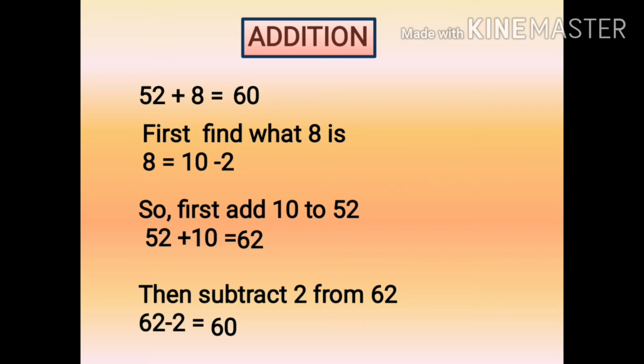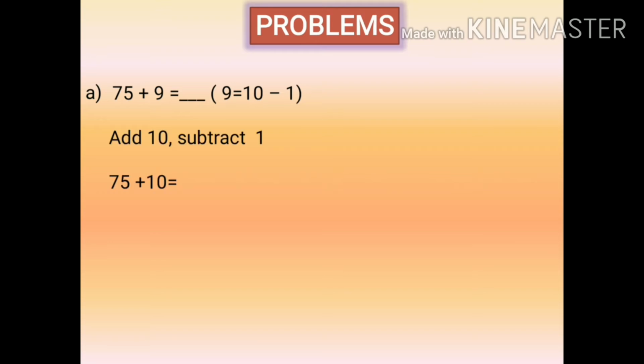Okay, let us see some problems in this addition. What you have to do is just add 10 and subtract whatever the remaining number is. Now suppose we have 75 plus 9. We know that 9 is equal to 10 minus 1. So we have to add 10 and subtract 1. First we do 75 plus 10 is equal to 85, and from 85 you subtract 1 and you get the answer as 84. So 75 plus 9 is equal to 84. It is very easy, isn't it?